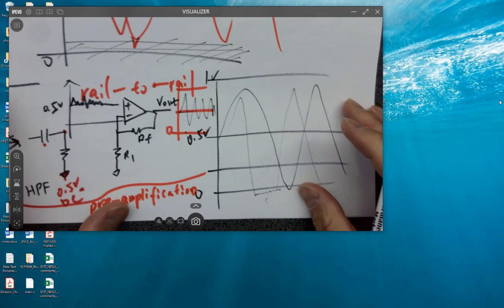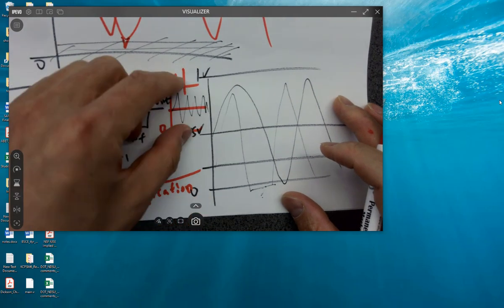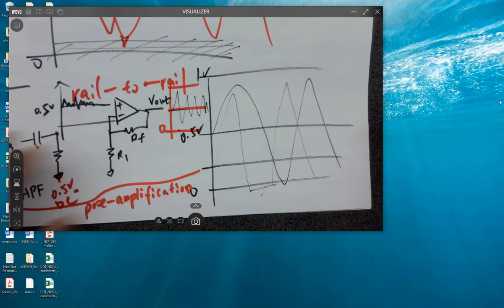Pre-amplification. So you can see the goal is to swing your analog signal around that 50% of the range, like this. Okay.